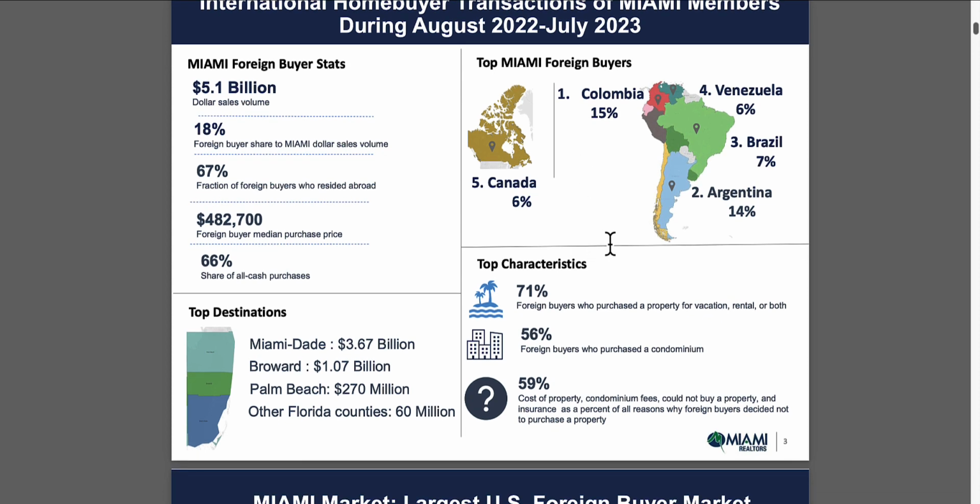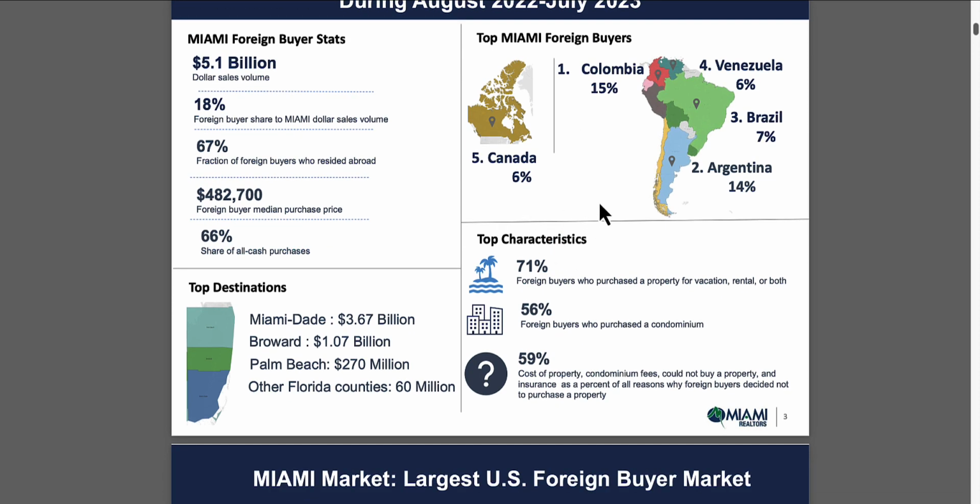All right, moving down, we have the top characteristics also available within this document, letting us know that 71% of foreign buyers purchased a property for vacation, rental, or sometimes both. That is something to keep in mind when you are working with a foreign national. Sometimes they may not want to purchase. You may want to let them know that you can go into the MLS and search for a rental where there might be an option to lease and then maybe purchase a little bit farther down the road. That is most definitely an option, and that is something that foreign nationals do like.